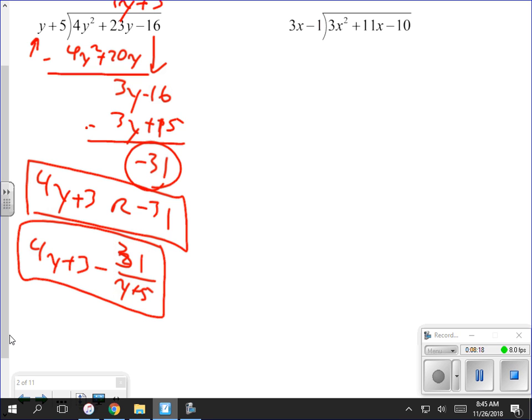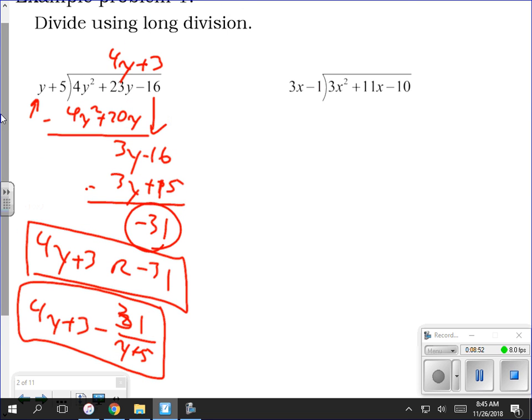Depends upon what I'm doing. If this is a problem unto itself, if this is the end of my work, then hey, give me the answer and the remainder of negative 31. You're okay. And that's pretty much going to happen in here. But if you were to continue on, this is what you're going to need to work with. We don't do that in here, but this is a step that in later classes you may continue working with. So like I said, either one of these answers, I'm good with.